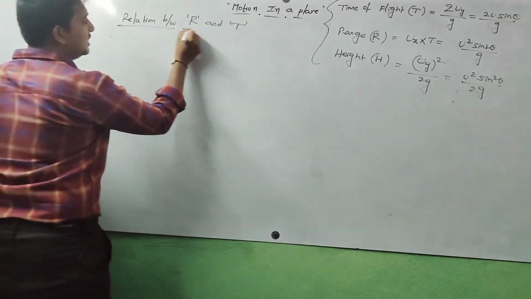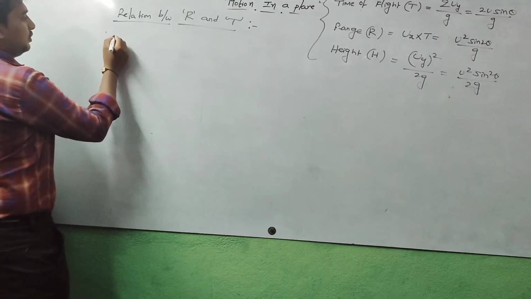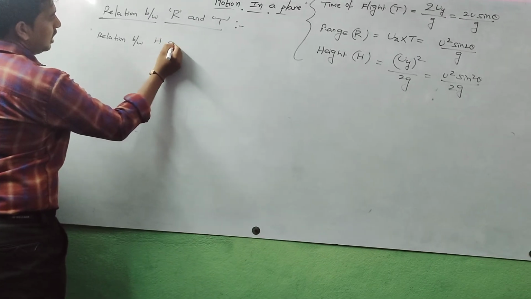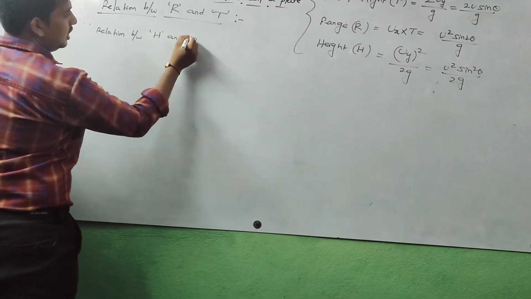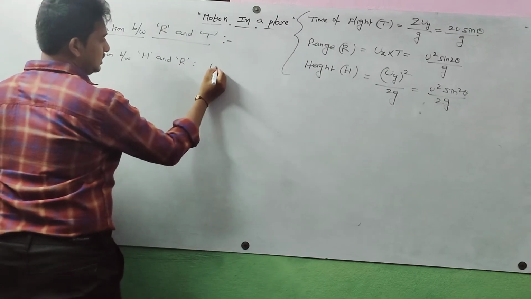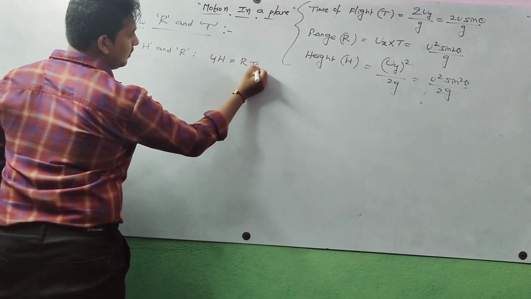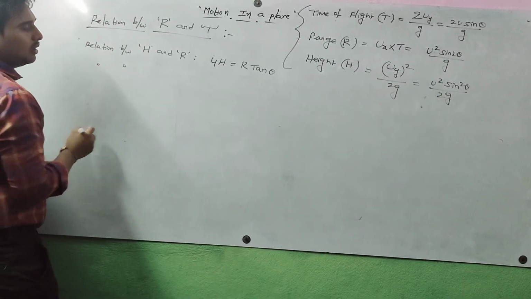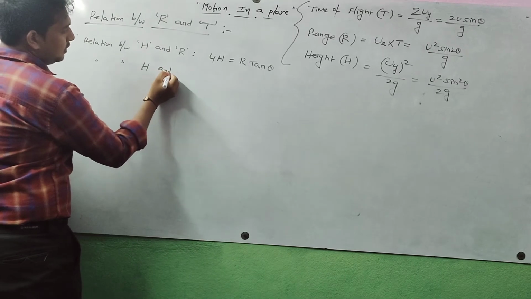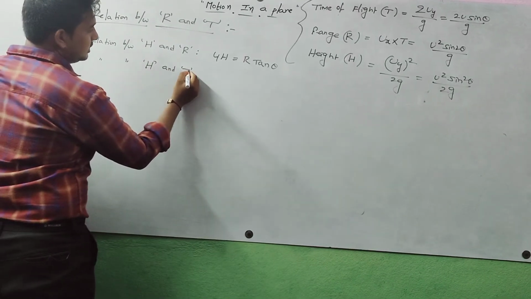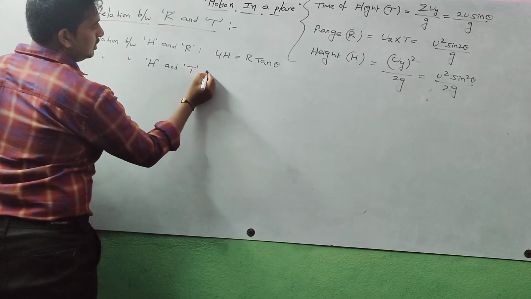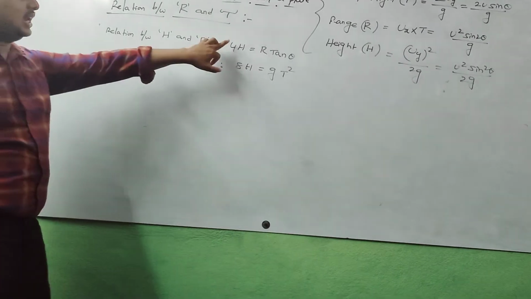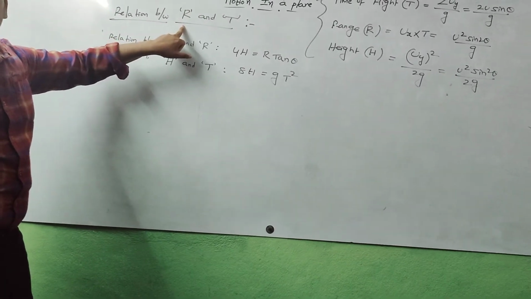How to find the relation between r and t? We know the relation between h and r: 4h is equal to r tan theta. The relation between h and t we also know: 8h is equal to gt square. So from these two relations, it is easy to find the relation between r and t.